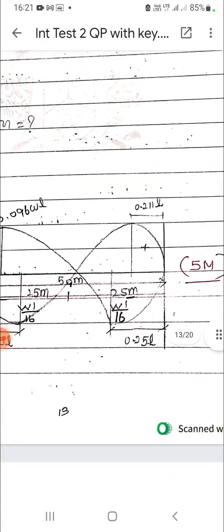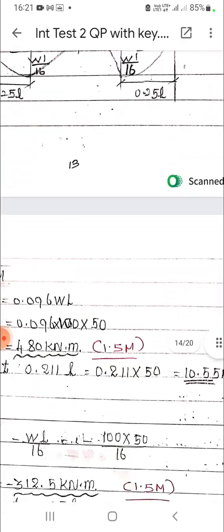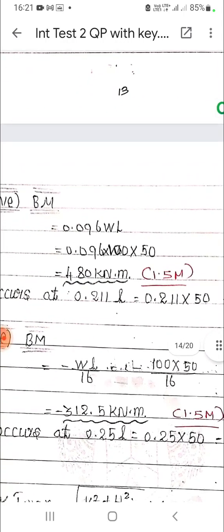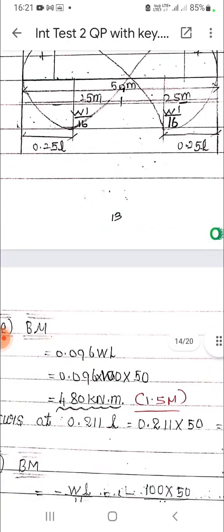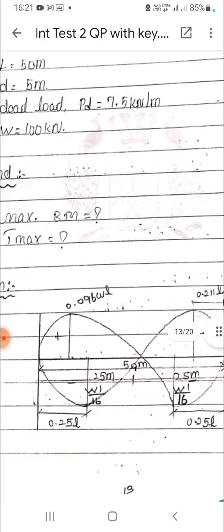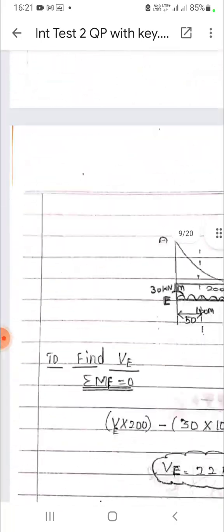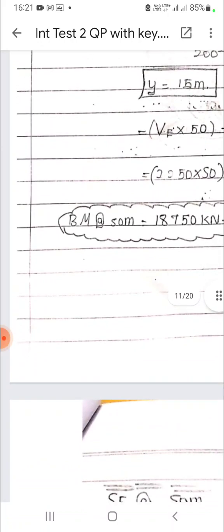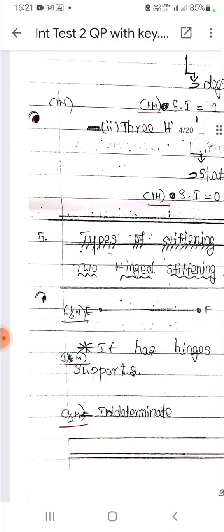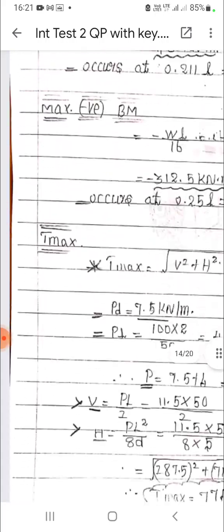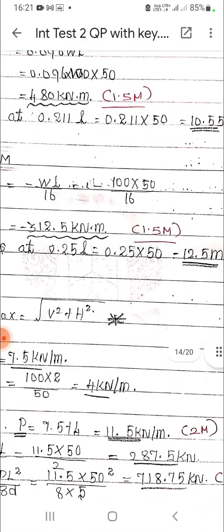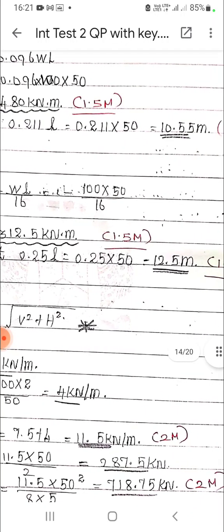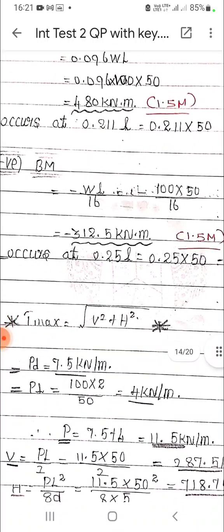Again, this is a diagram which alone carries 5 marks, but some people have not done it correctly. And many people, the maximum positive bending moment is 480 kNm. It is occurring at a distance of 0.211 L. So that will be in meters, but people are confused like anything. So just go through the entire paper. So 0.211 into 50 is 10.55 meters. Again, this has to be highlighted. Both have to be highlighted.